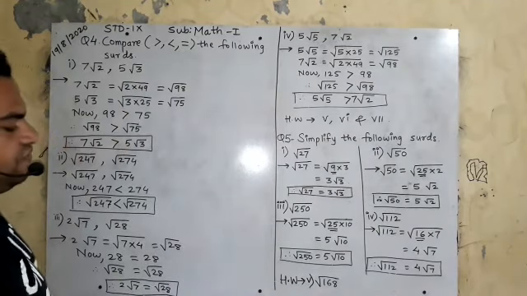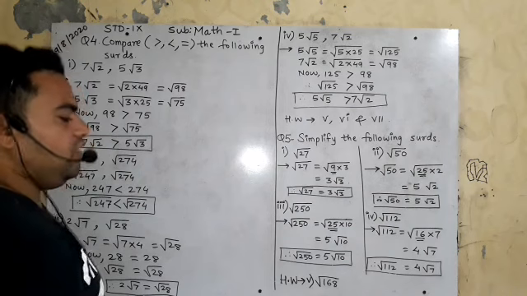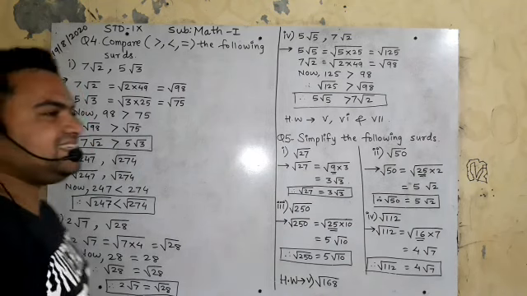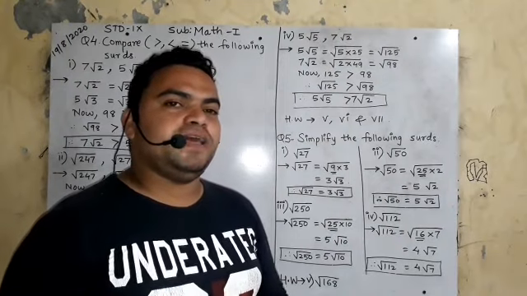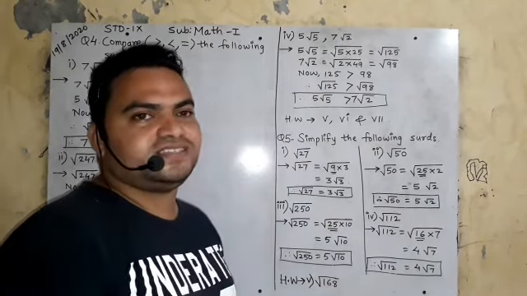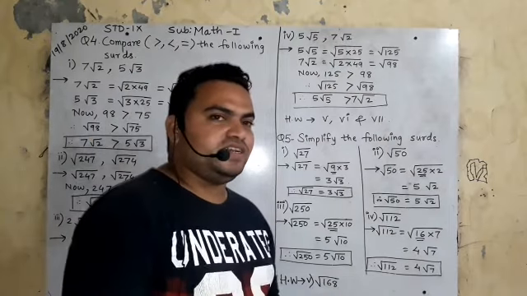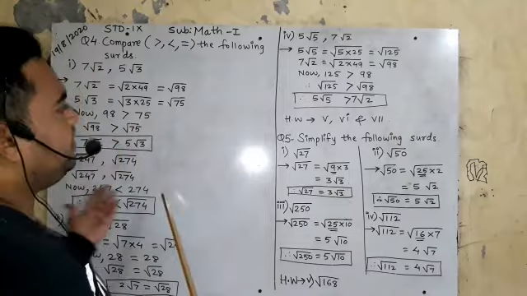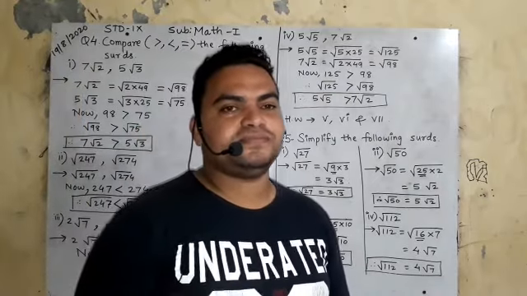Now the fifth one of question number 5 will be your homework. Square root 168. I will give you a hint. It is 4 multiplied by 42 is 168. You will solve the further steps. 4 multiplied by 42 is equal to 168. I hope you understood here how to compare and how to simplify. It is very easy. Please do the homework.